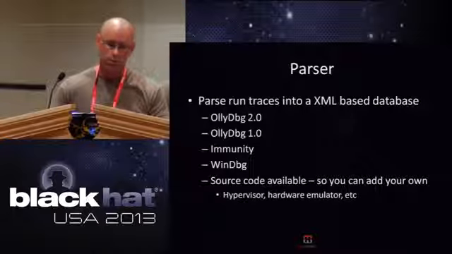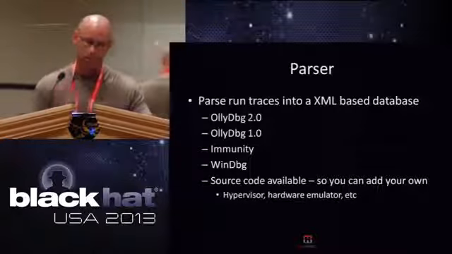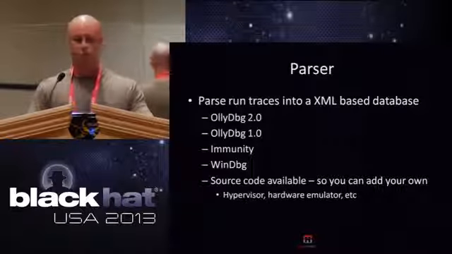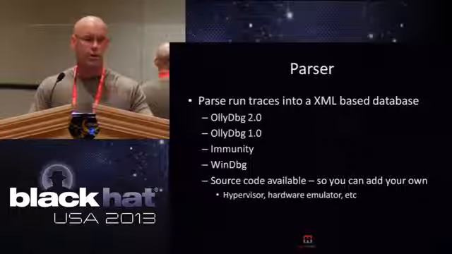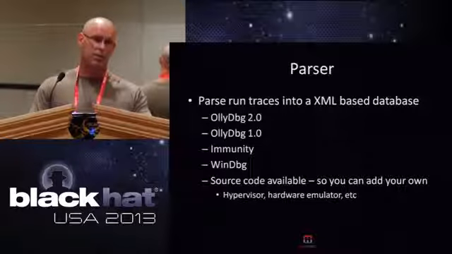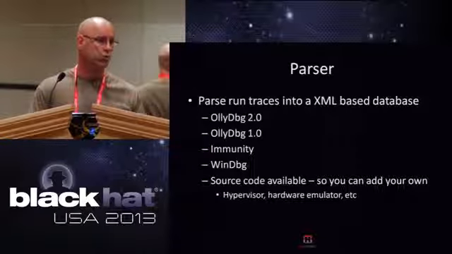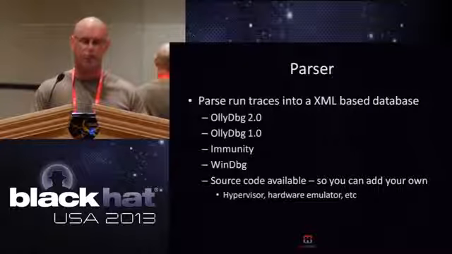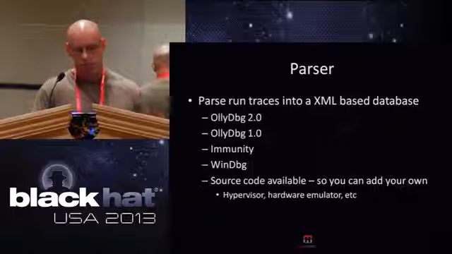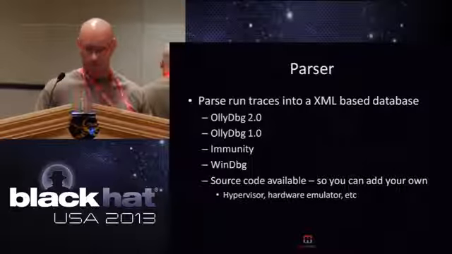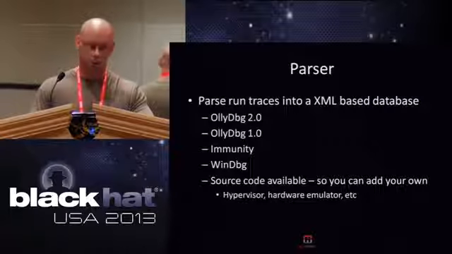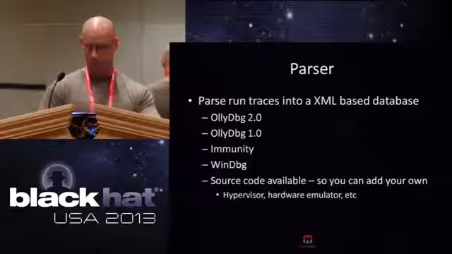Talking about the parser, I picked a couple common ones out there, Olly 1 and 2, Immunity and WinDbg. The idea is, when it parses in, it creates an XML parser or XML database. For Python, there's a nice little XML parser I can use and reference, pull out instructions, or as you're looking at run traces, look at register effects and what the results are, those types of things. And the other idea is, with the source code being available, if you have your own custom hypervisor or hardware emulator, once upon a time I had one when I was in the Air Force, they're pretty useful but pretty expensive, so you can customize it.